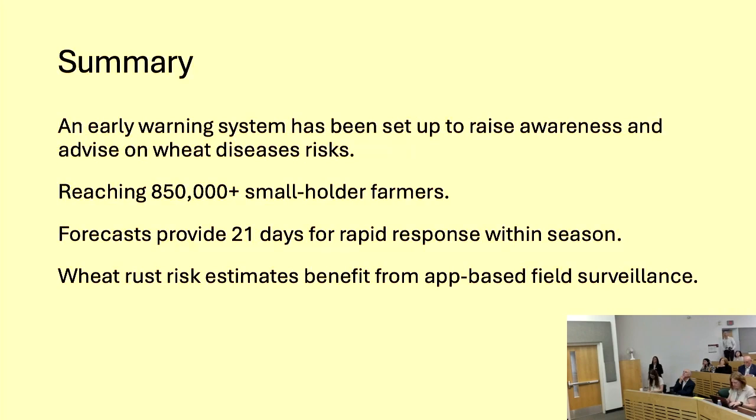So in summary, the early warning system's been set up. Dave really covered it really well. Reaching over 850,000 smallholder farmers, and the forecasts provide around about 21 days to provide rapid response in season. And it's a really underlying thing that app-based field surveillance with a consistent set of questions and entries has made a really big difference to being able to run forecasts and make that useful.